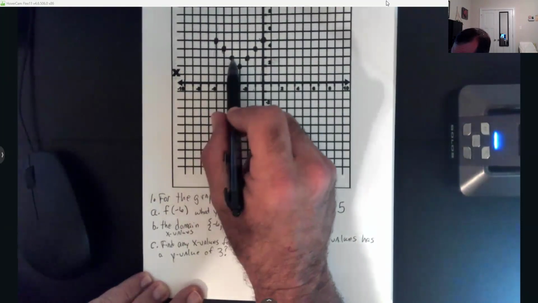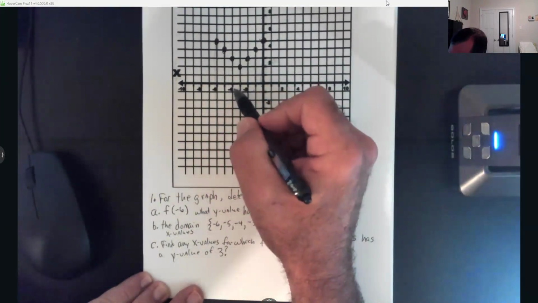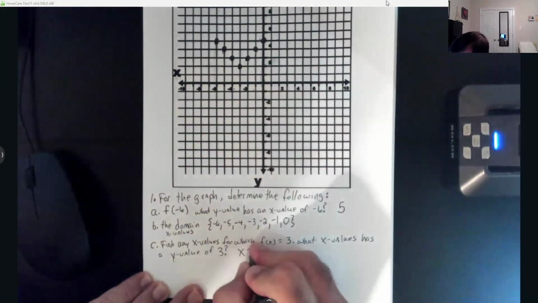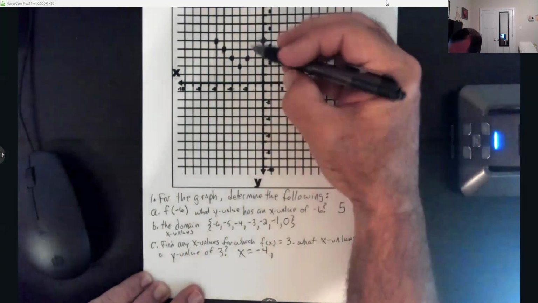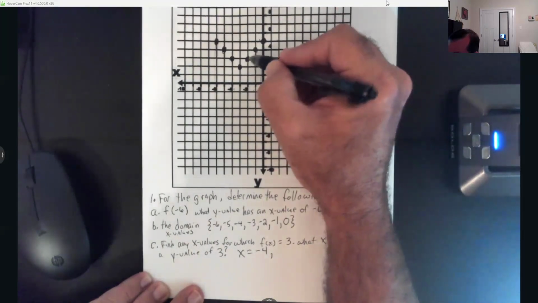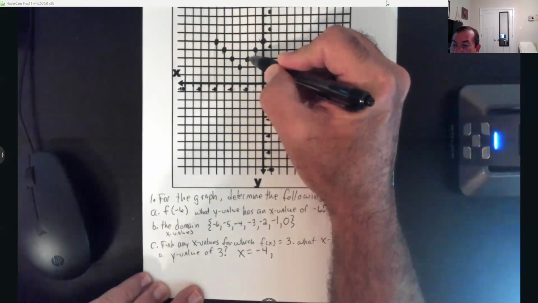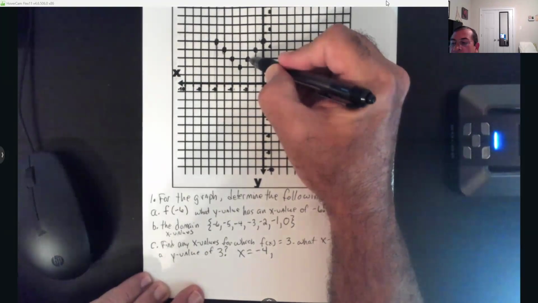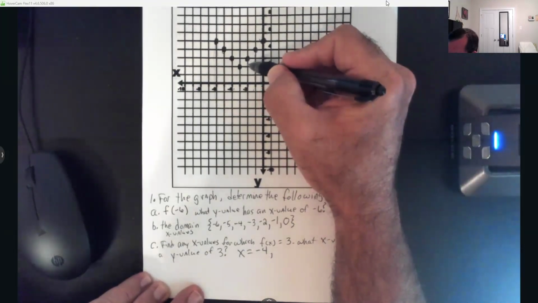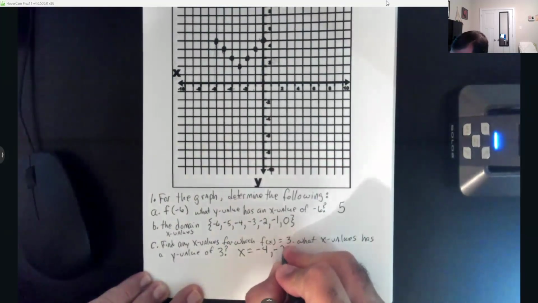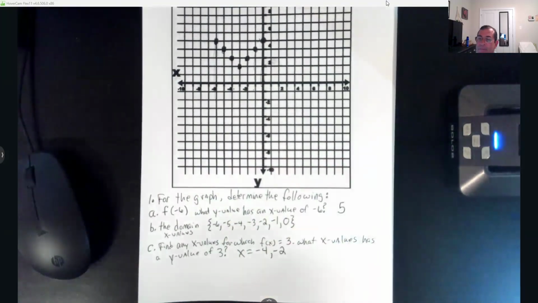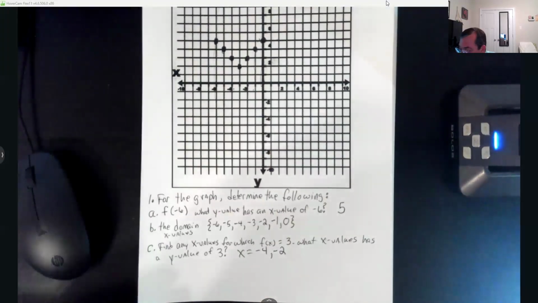Starting left, this first point, I go down and it has an x value of -4. And then y'all, right here, remember, here's another point that's on that line for 3. This point also has a y value of 3. So when I come straight down, that has an x value of -2.